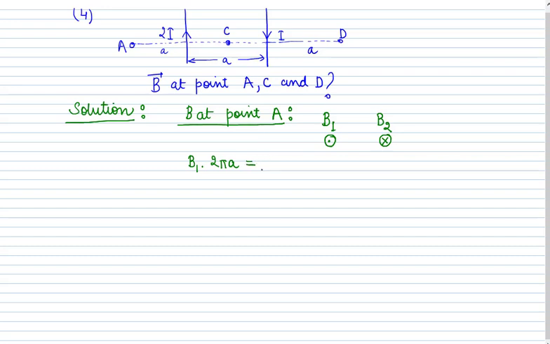And here the current is 2I, so the small I is replaced with 2I. That shows that B1 will be equal to μ₀I upon 2πA, very easily written using Ampere's circuital law.